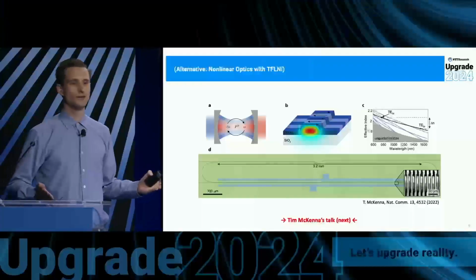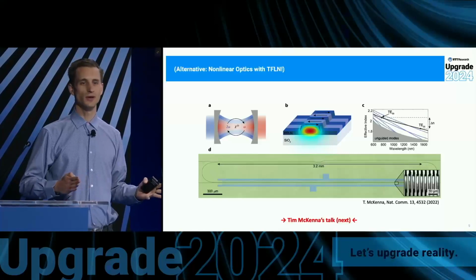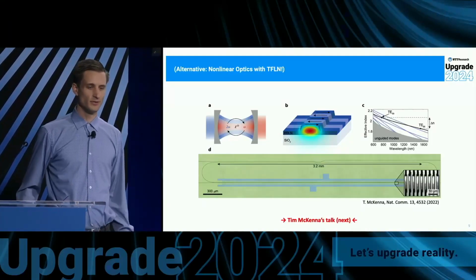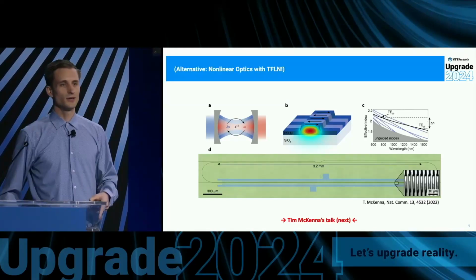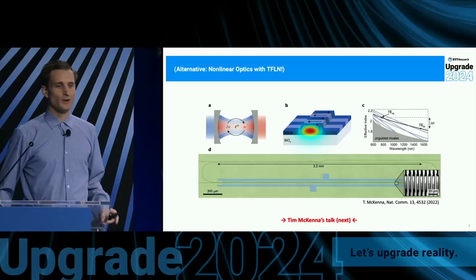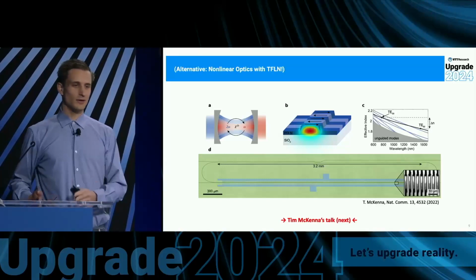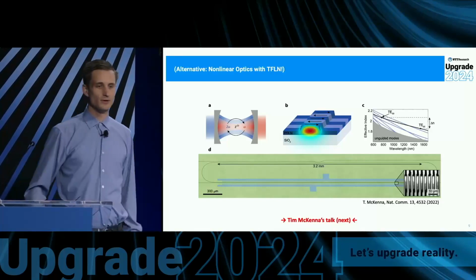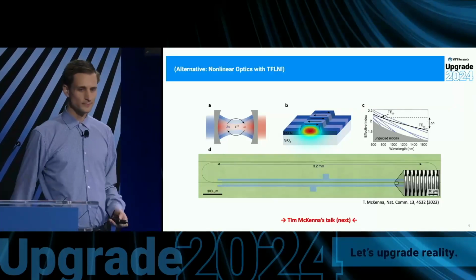And it's not just detectors. There are other ways in optics to mix signals. A good example is nonlinear optics with thin film lithium niobate. And after this talk, you're going to hear a great discussion with both Kazuhiro and Tim McKenna about NTT's research in developing a thin film lithium niobate foundry, which will push this forward.